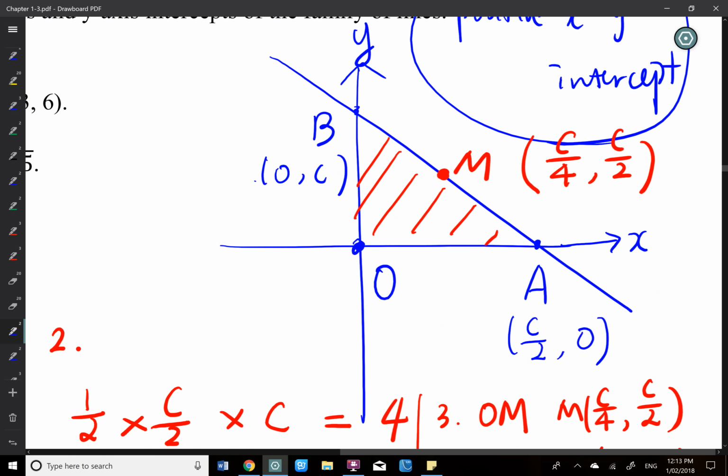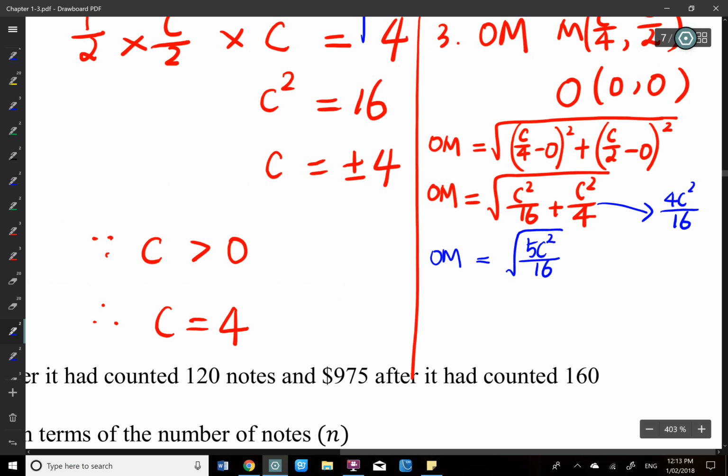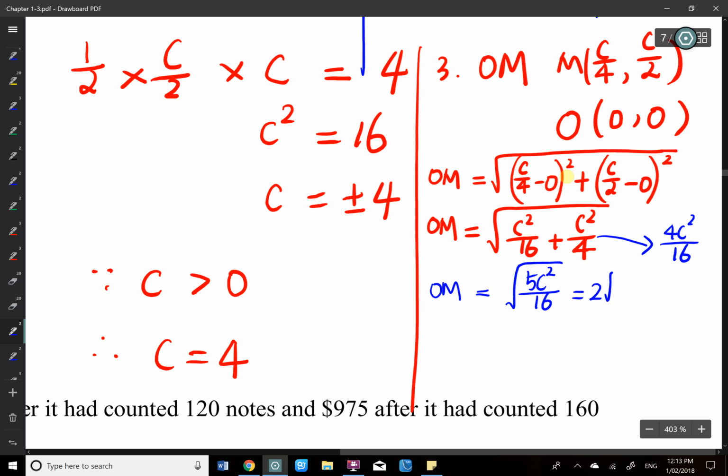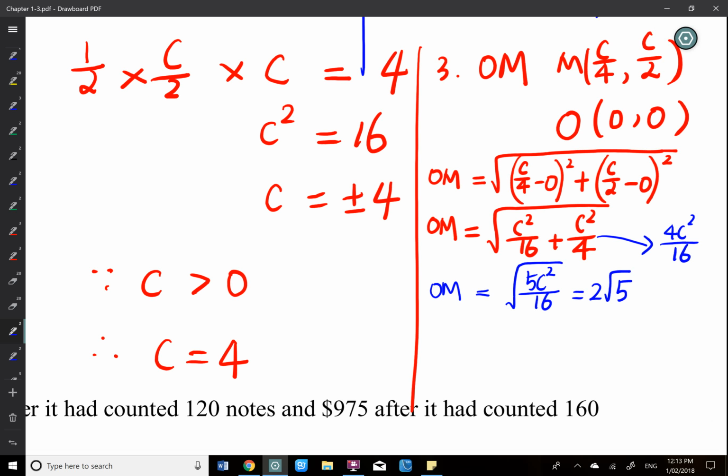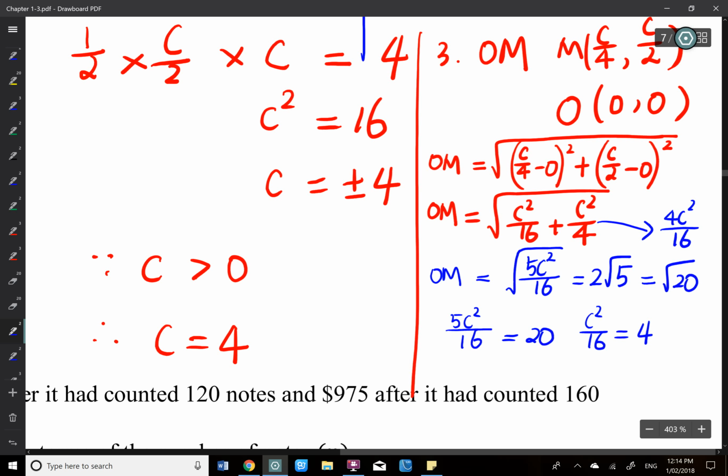And the value given to us is 2 root 5. That's 2 root 5, and that's, let's say, root 20. So 5C squared over 16 equals 20. Divide by 5, that's 4. I just worked it out in my head.